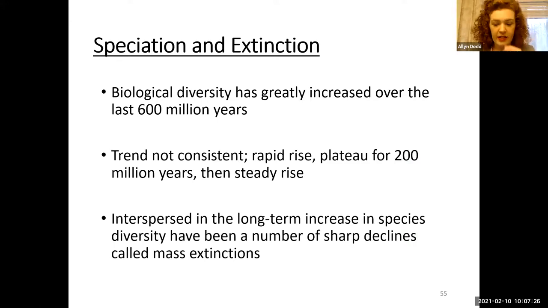Okay, so this is the end of chapter 22. I think that it's important for us to talk about, because extinction is a part of evolution, right? The natural end of speciation is extinction. So biodiversity has exploded over the last 600 million years, right? And basically you'll have periods of rapid biodiversity development, but then you'll have sharp declines.